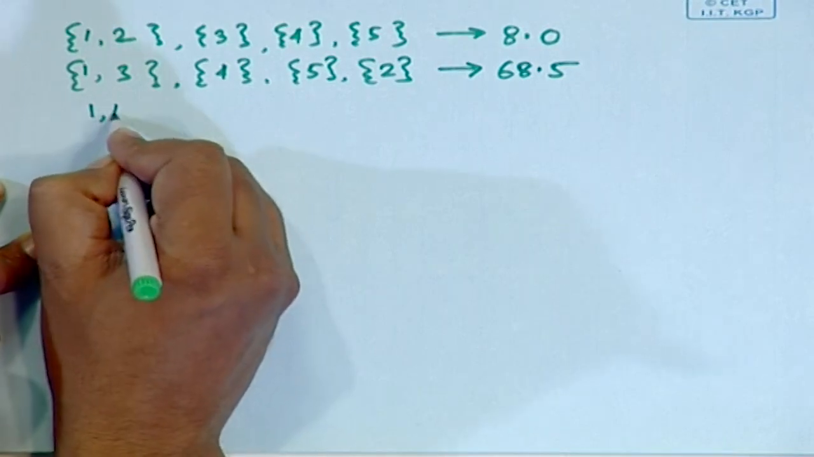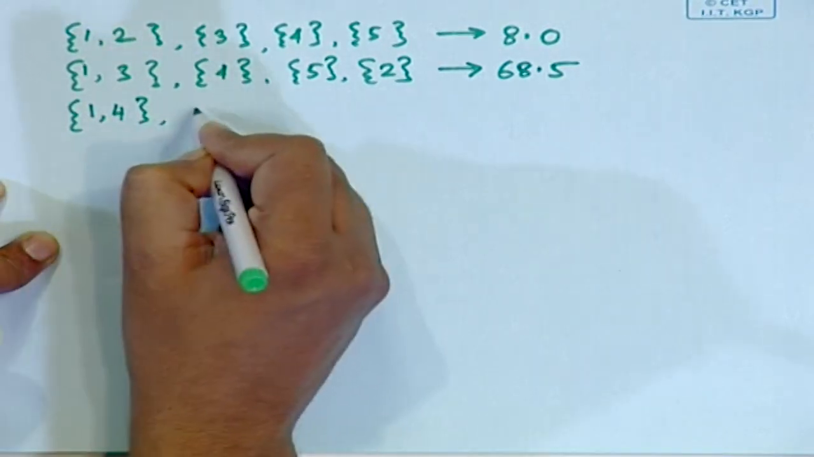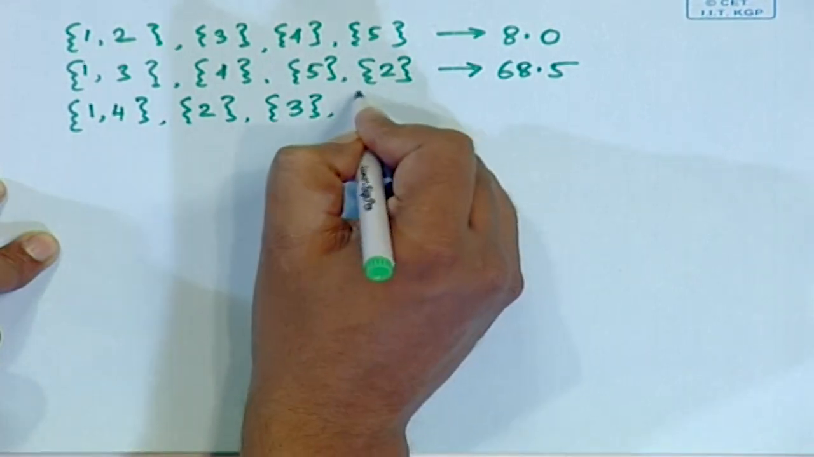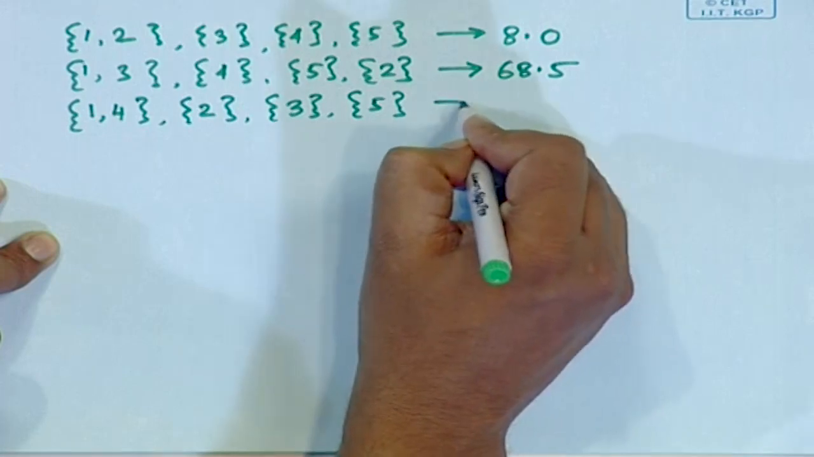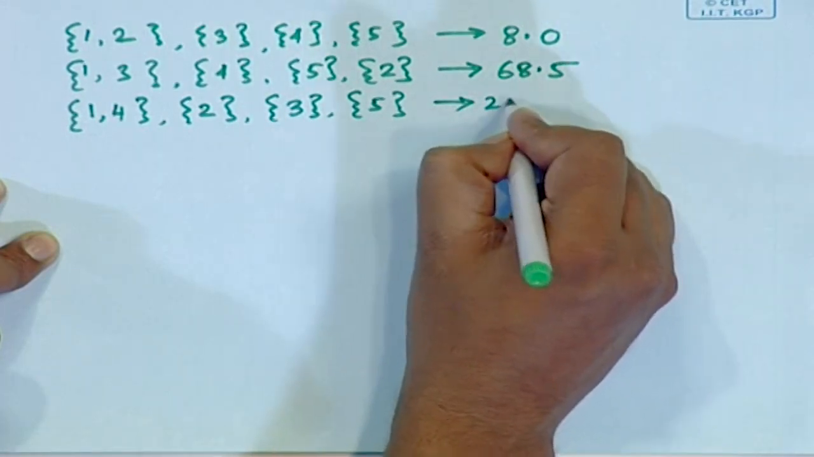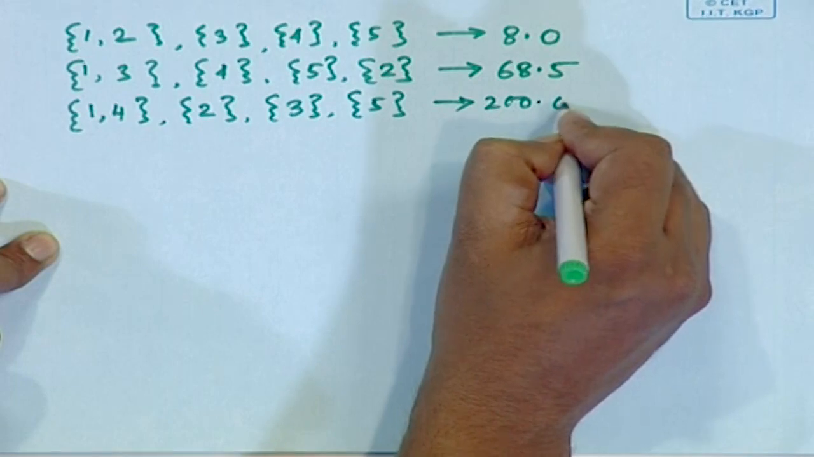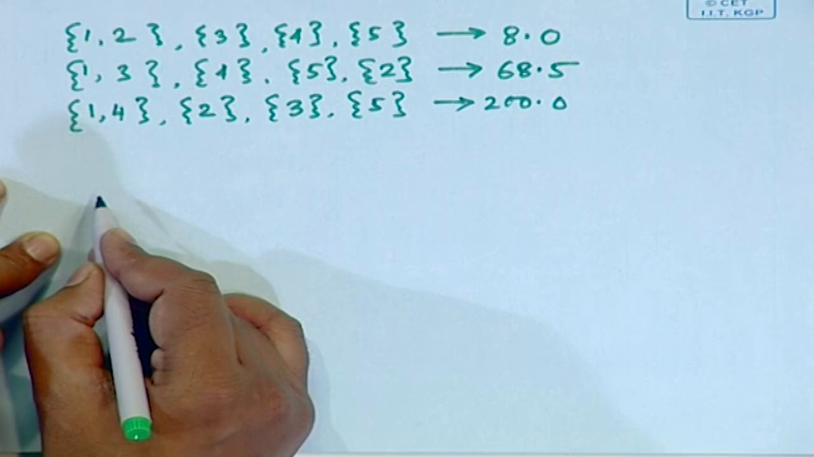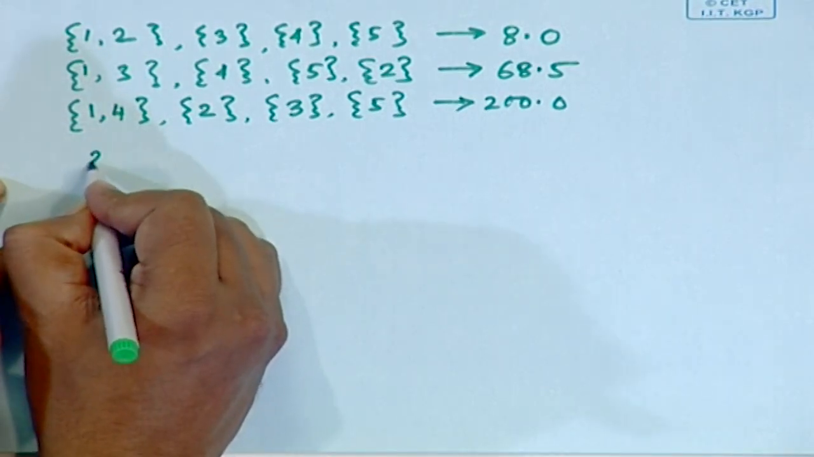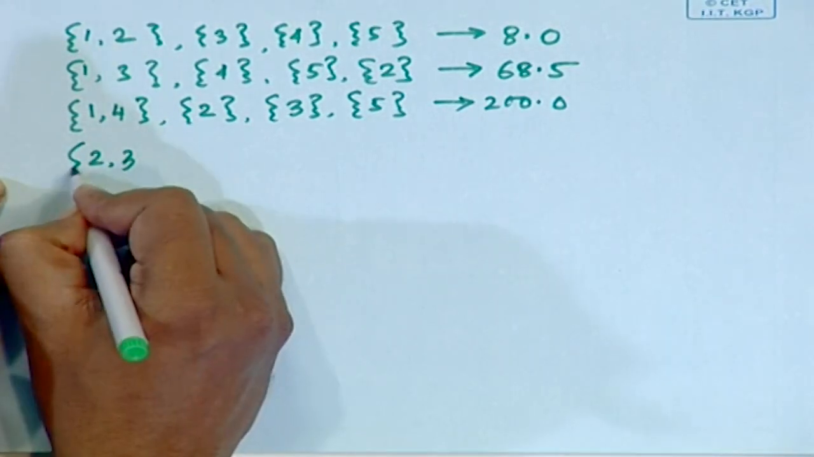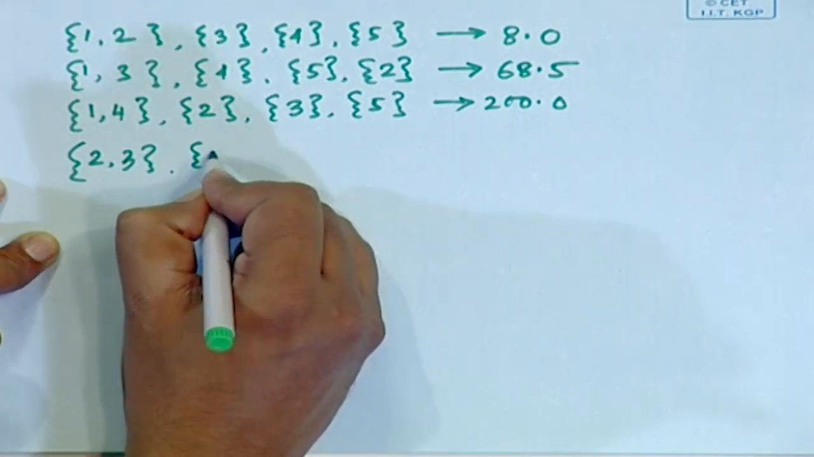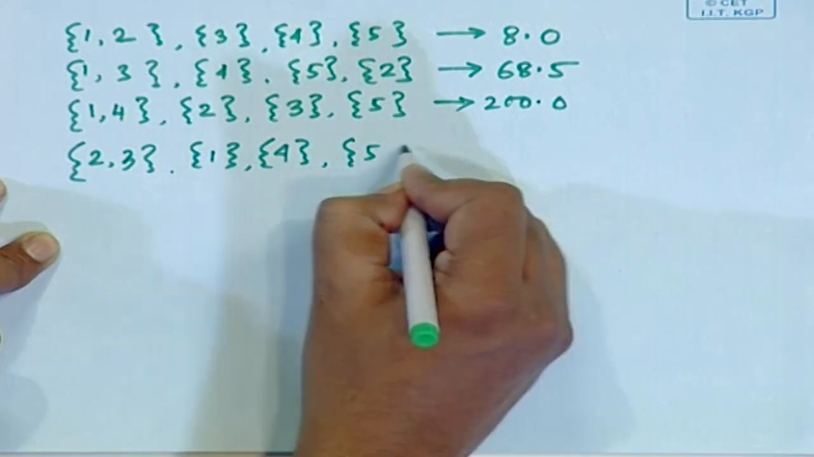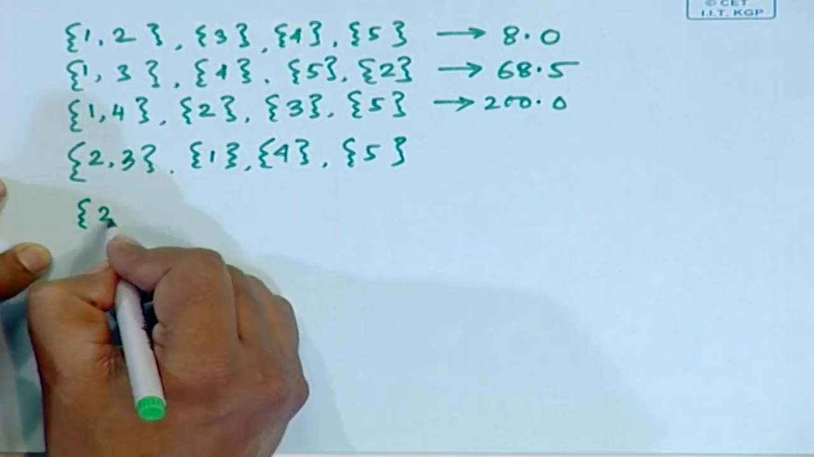Similarly, I also have to try out 1, 4, 2, 3 and 5. This will come out to be something like 200.0. So, I have to try all possible combinations with 1. Similarly, I have to try out all possible combinations with 2. So, 2, 3, 1, 4, 5. Similarly, I have to try out 2, 4, 1, 3, 5.